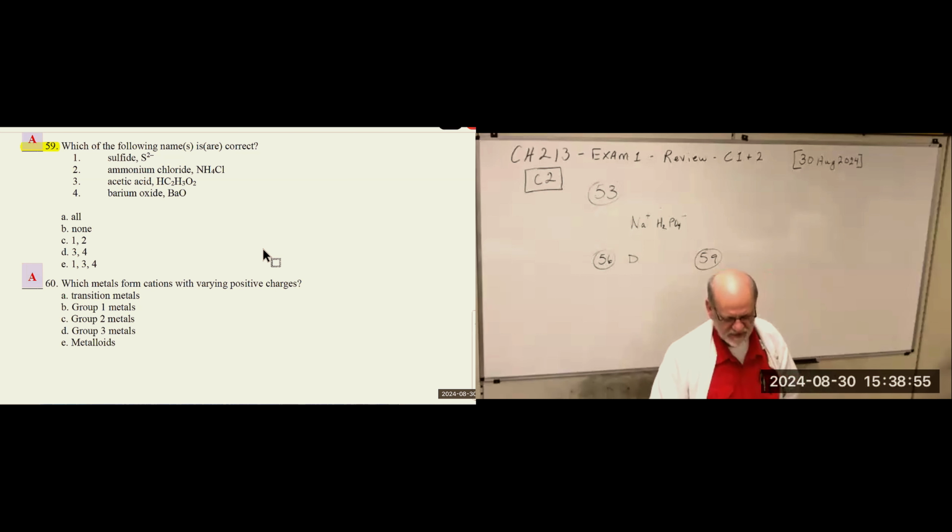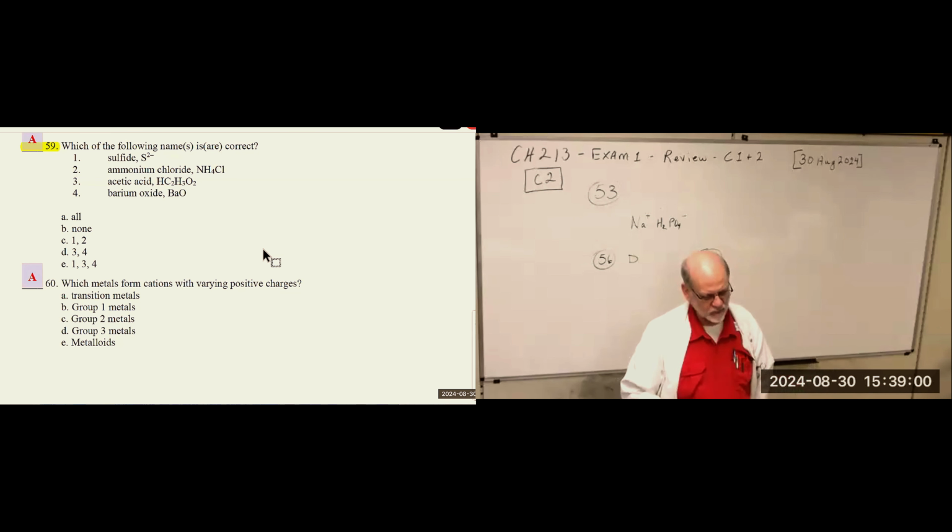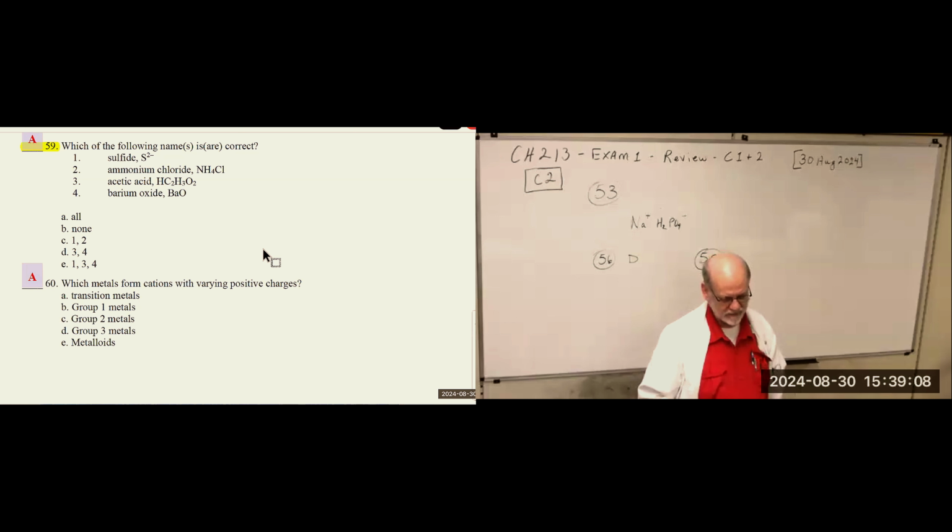Which of the following names are correct? Okay. How about sulfide with S2 minus? Yeah, that's the sulfide ion, right? Ammonium chloride. Ammonium is a polyatomic ion with chlorine, chloride. Now that's correct. +1, -1 balances. Acetic acid, HC2H3O2. Yep, that's correct. Barium oxide. Barium is a 2+ charge. It's an alkaline earth, and oxygen is a chalcogen with a -2. That's correct, BaO.